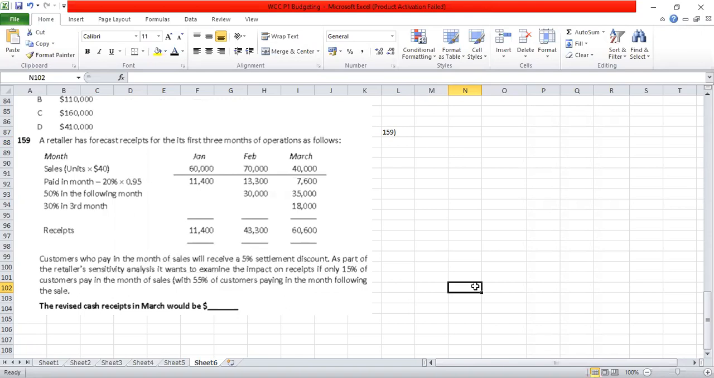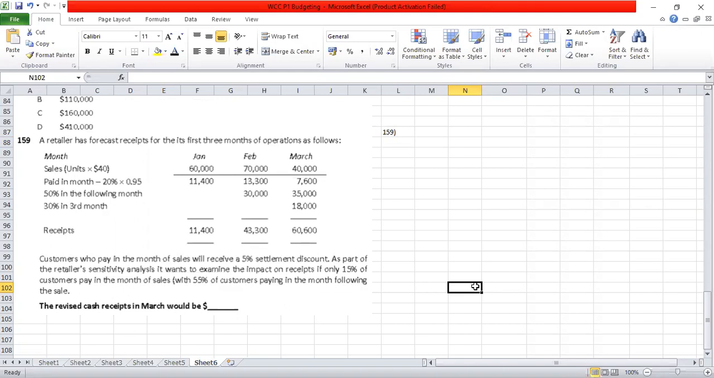The sales units are given for 3 months. The payment part of it is split into paid in the same month 20%, then 50% in the following month, 30% in the third month. This is the cash budget which is already prepared. Now they want to test it.